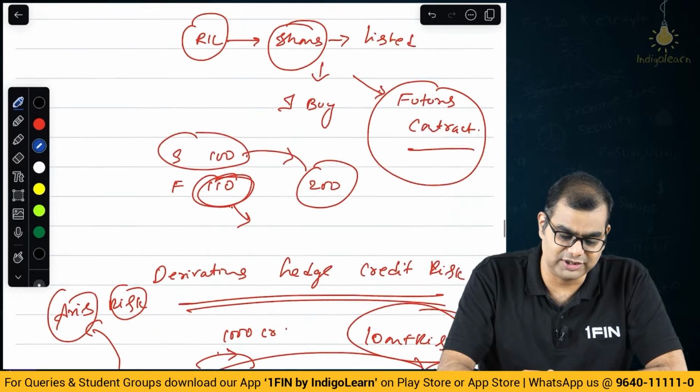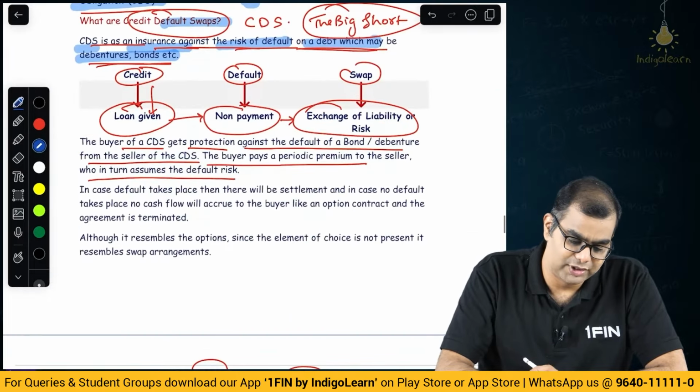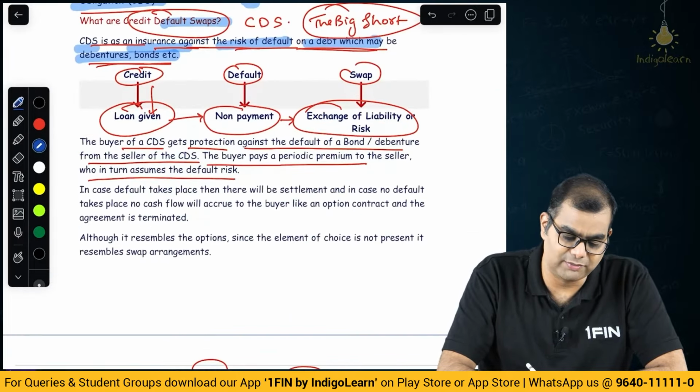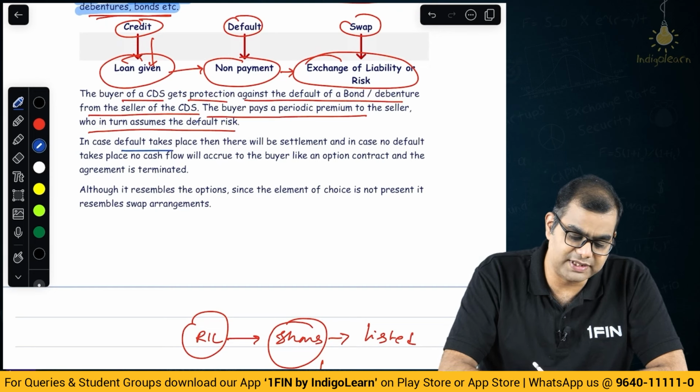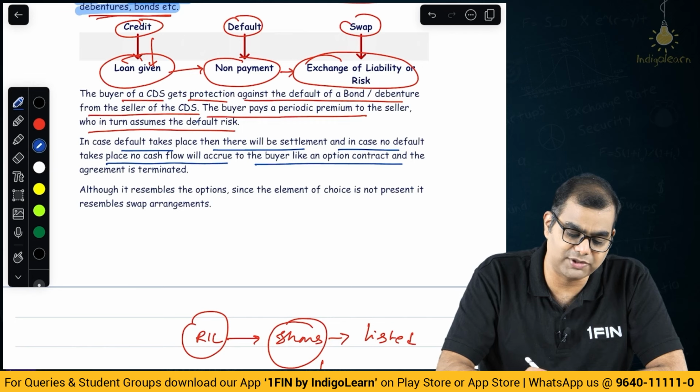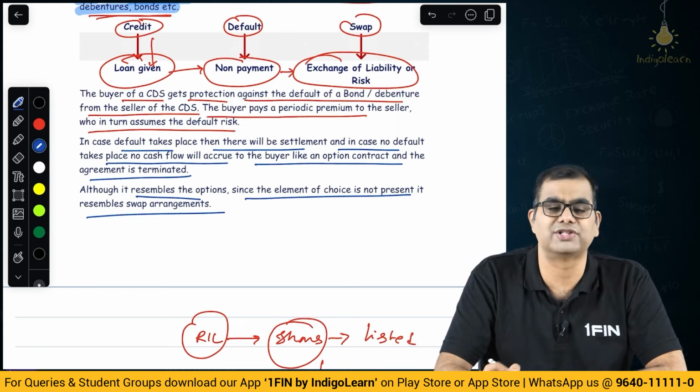Now, after having understood this, let us come back. The buyer of CDS gets protection against default of the bond or debenture from the seller of CDS. The buyer pays a periodic premium to the seller, who in turn assumes the default risk. What is default? We will see. In case default takes place, there will be a settlement, and in case no default takes place, no cash flow will accrue to the buyer, like an option contract, and the agreement is terminated. Although it resembles an option, since the element of choice is not present, it resembles a swap arrangement.